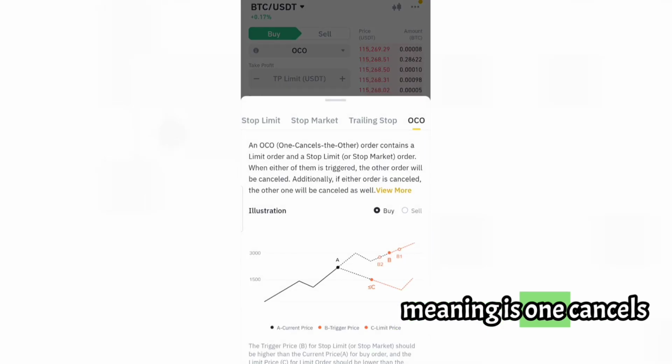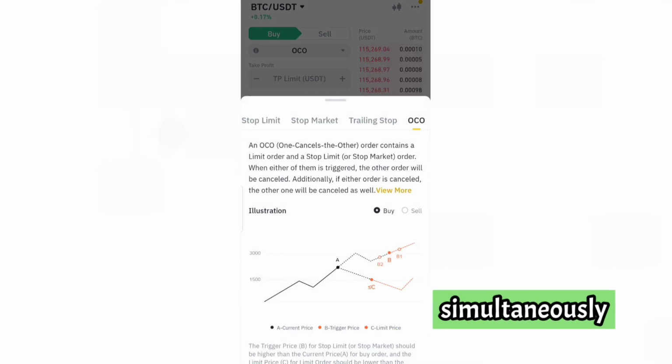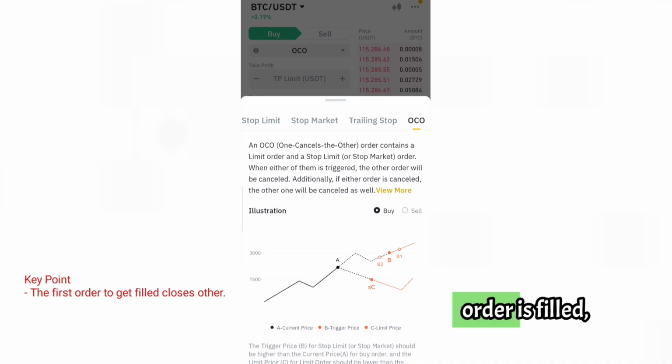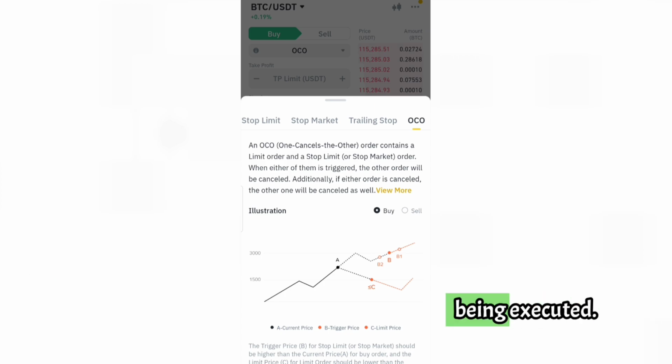OCO, whose full meaning is one cancels the other, is a type of order that simultaneously places two orders, but it is conditional. The condition is when one order is filled, the other cancels automatically. This prevents both orders being executed.